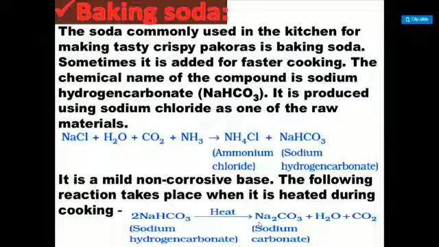The chemical equation is sodium chloride NaCl plus H2O plus CO2 plus ammonia. Ammoniated sodium chloride or brine is treated with carbon dioxide gas in aqueous solution. Then ammonium chloride and sodium hydrogen carbonate are formed. This sodium hydrogen carbonate is a mild non-corrosive base. The following reaction takes place when it is heated during cooking. NaHCO3, sodium hydrogen carbonate, after heating forms sodium carbonate Na2CO3, H2O plus CO2.